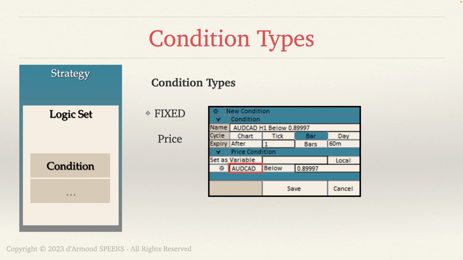When you configure the price condition, you select a price on a chart and you're waiting for price to move above or below that price. It only makes sense in the context of the chart where you configured the condition. It is fixed to that symbol.